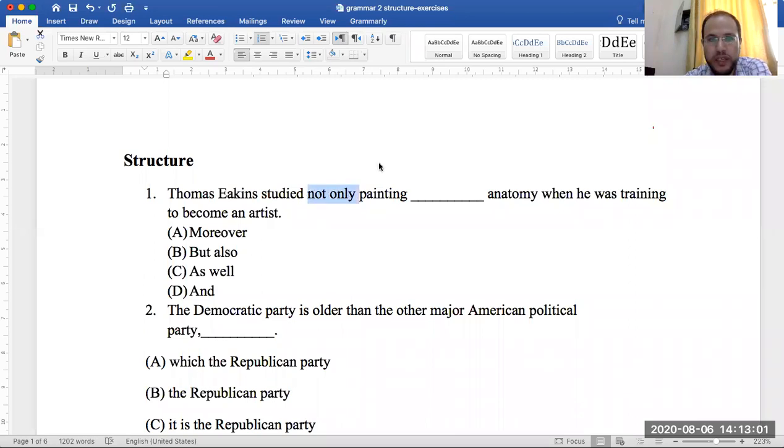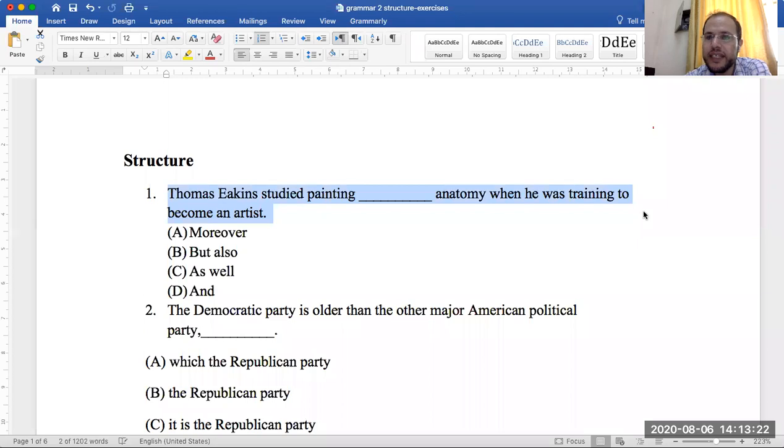Some of you are typing. Okay, you're saying, many of you, oh, good. Many of you are saying be. So not only, but also. Very good. Not only, but also. Look at this. If we remove not only, Thomas Eakins studied painting, it should be what? Can you complete this? If we remove not only, no, don't forget about the choices. Thomas Eakins studied painting, anatomy. Very good, Mariam. Painting and anatomy.